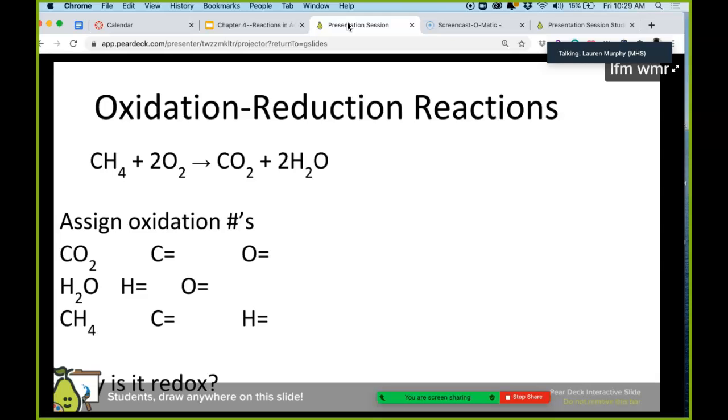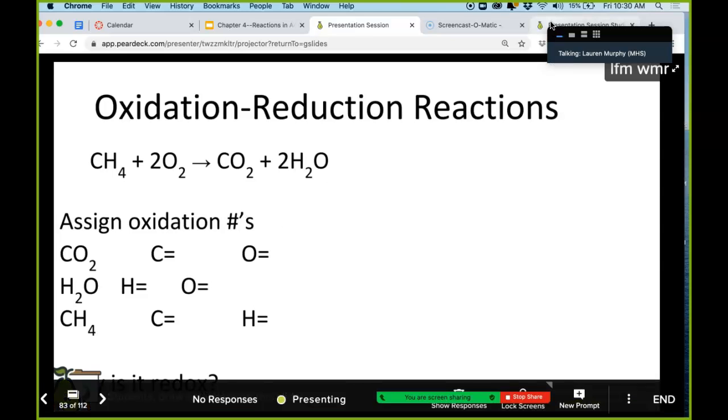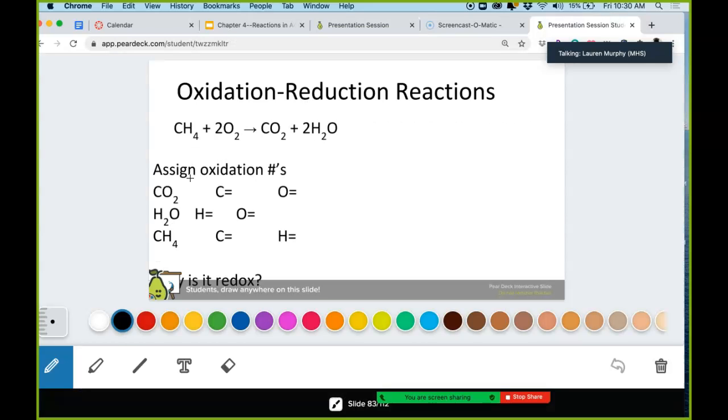So let's assign, this is combustion. This is the combustion of methane. So let's assign oxidation numbers to every element. Hydrogen is +1 unless it's with a metal. So that means +1 times 4 is +4, so the carbon is -4. This is neutral elemental oxygen, no charge. Oxygen is -2 times 2 is -4, so the carbon has to be +4. Oxygen is -2. Hydrogen is +1 times 2 is +2. That cancels out the -2.